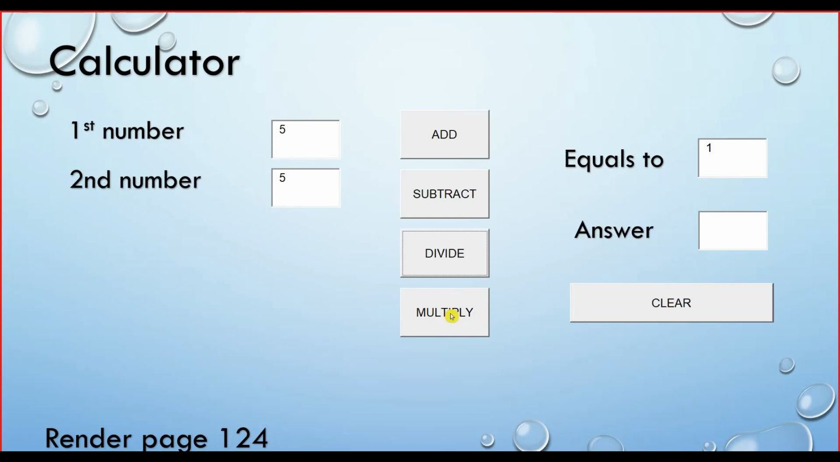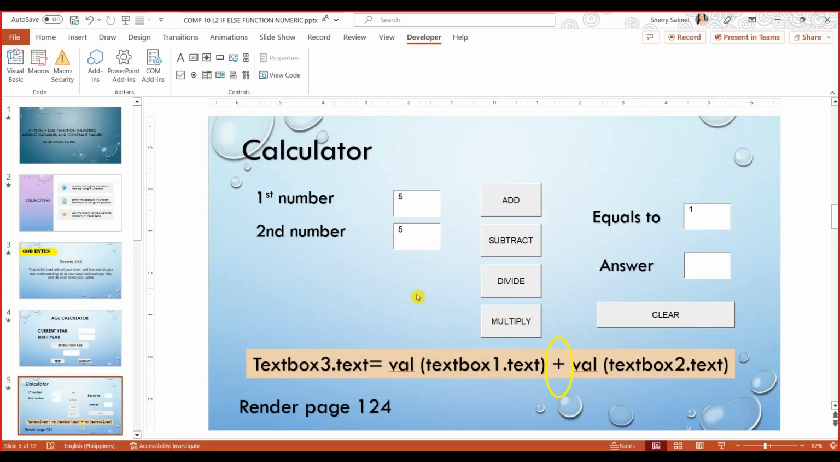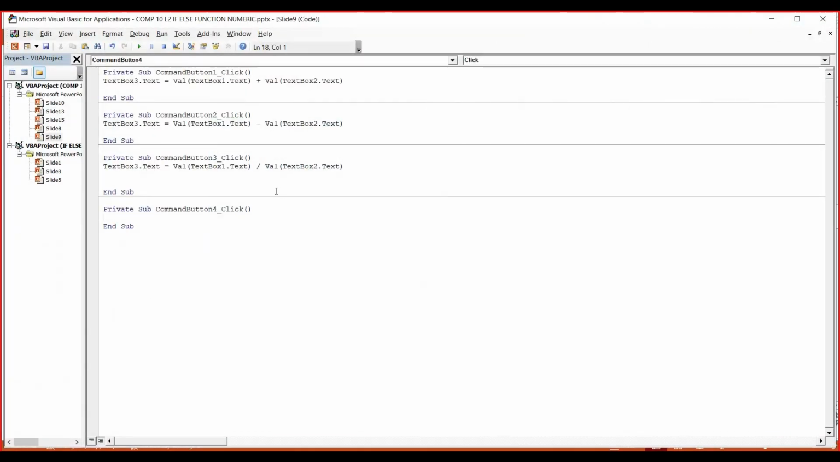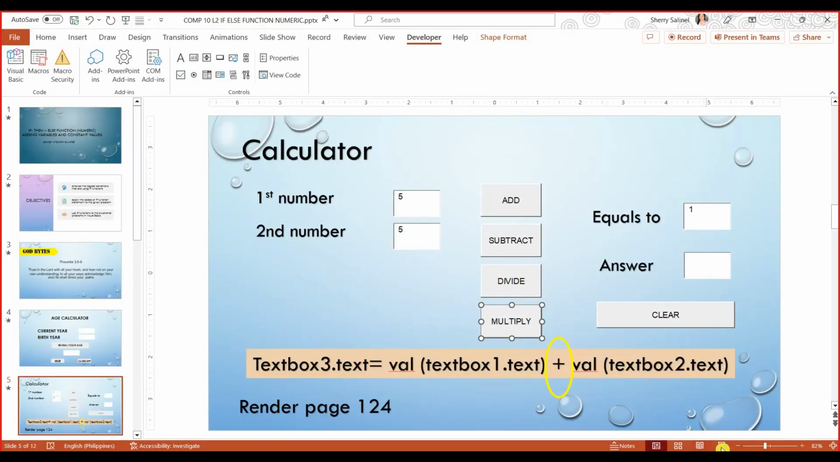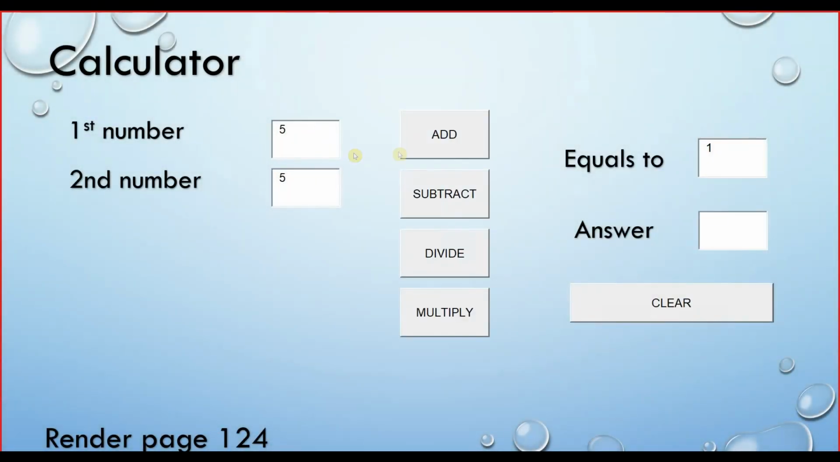Okay. Then let's do the next operation, which is the multiplication. Same procedure. Okay? Use the multiply command button as our trigger, double click, paste, and then what's now the symbol for multiplication when we use the keyboard? Asterisk. Okay? Then, here we go. Let's check. Okay, so 5 plus 5, 5 minus 5, 5 divided by 5, and 5 times 5. Okay, thank you very much.